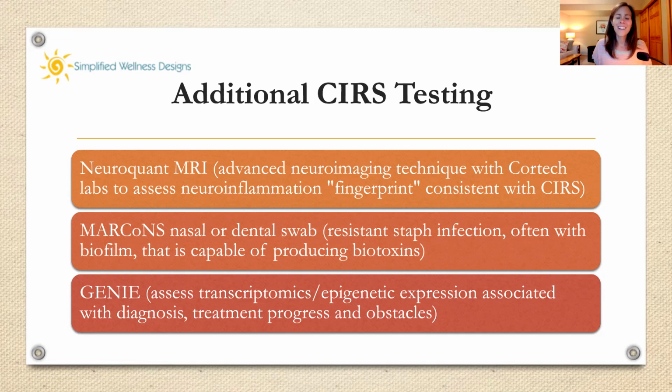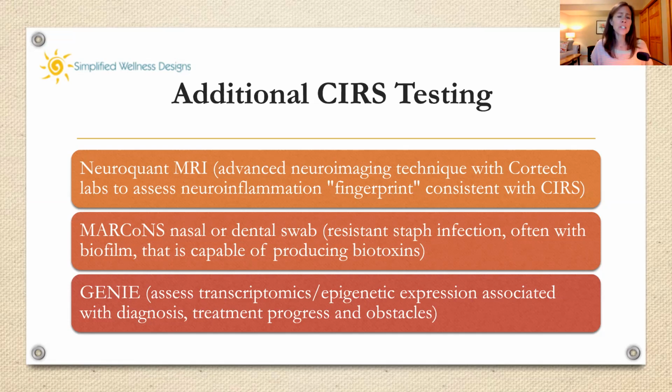And then number 3 is Genie. This is a newer test. It is a blood test, and this one is not covered by insurance yet. It's a little bit pricier, and so some doctors will encourage their clients to do it up front because it is so powerful. Others may delay it or may not even do it at all because of the price, and maybe patients don't need it because they're progressing as anticipated with their treatment program.